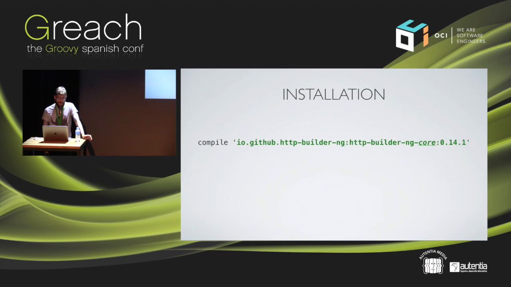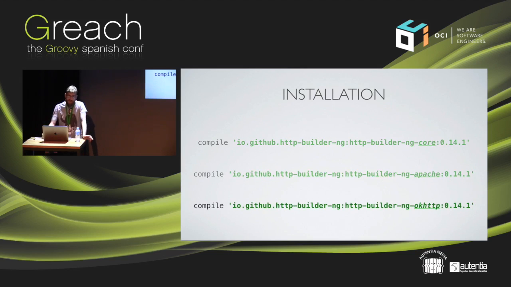So you've got the three choices. You've got the core itself, which uses core Java, and you've got the Apache implementation, and you've also got the OK HTTP. I personally prefer OK HTTP, but all the demos here will be using just the core, just for short code examples and whatnot. And you'll notice that there's no Maven dependency declarations here, and that's because you should not be using Maven. Always use Gradle.